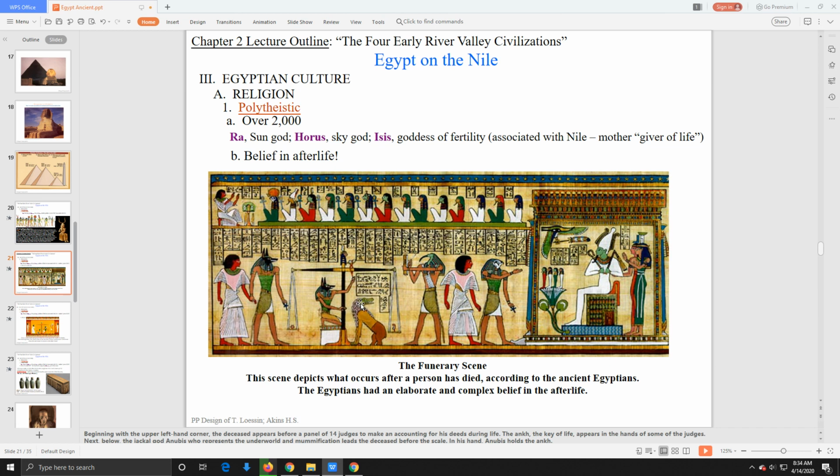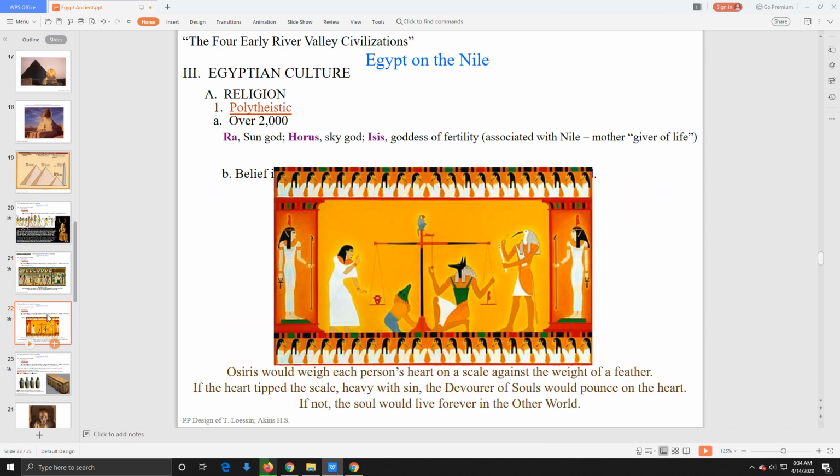Or purgatory, I'm not too sure. It's one of those two words there. And if your heart is lighter than the feather of truth, then you get to go to the afterlife. So why would your heart be heavy? If you had committed a lot of sin. Your heart would be light if you hadn't committed the sins. That's basically how it works there. And you see Osiris over there, god of the dead.